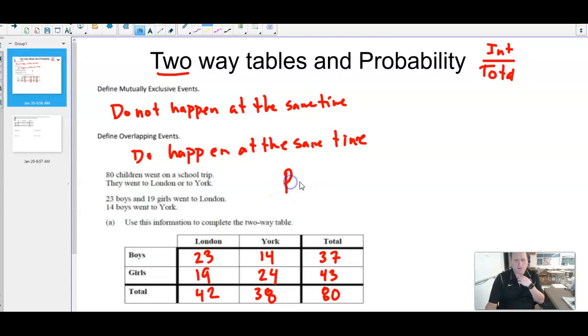What would be the probability of me selecting somebody that went to York if I just randomly selected? So that would just be the total people that went to York that I'm interested in over the total, which should be just 80 there. So we can ask a bunch of different questions that way.